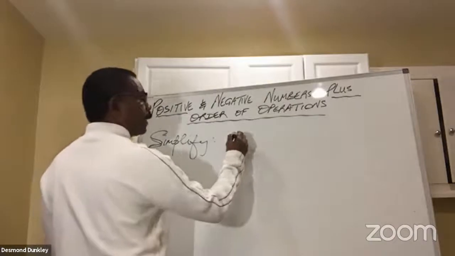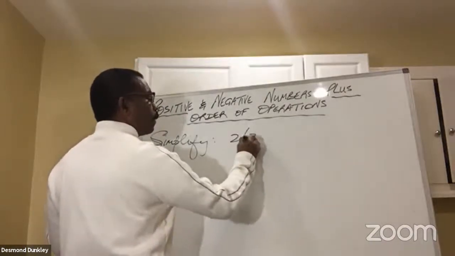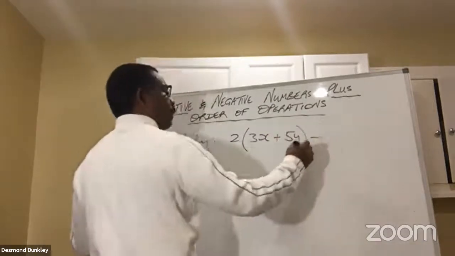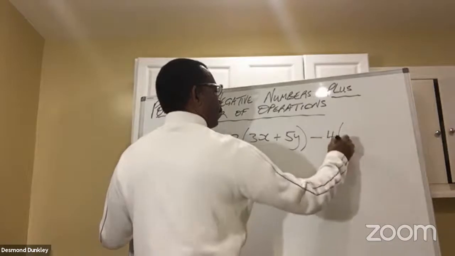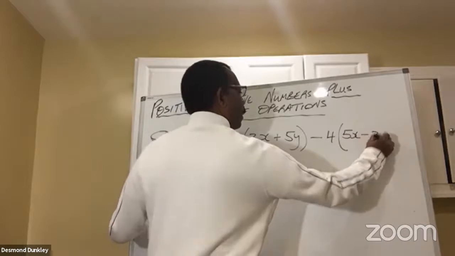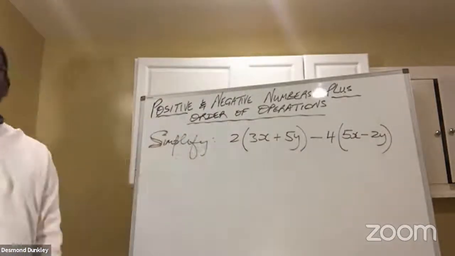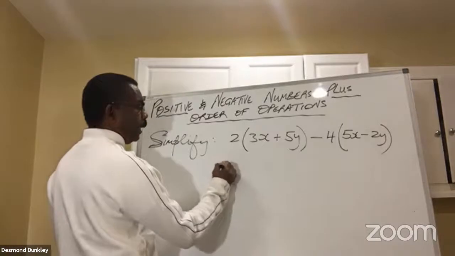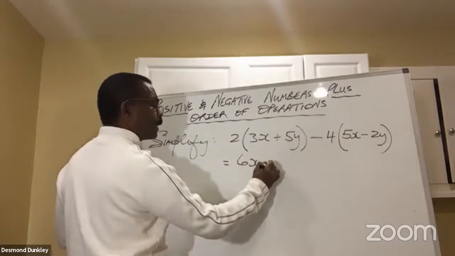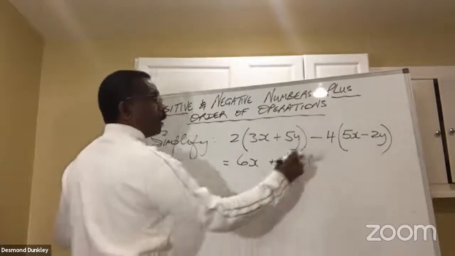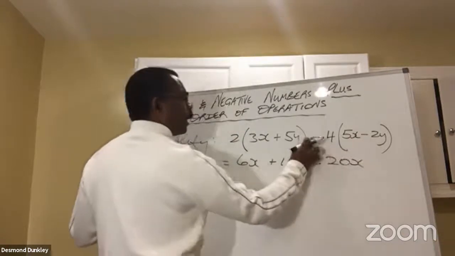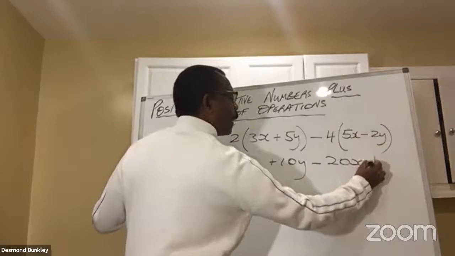Just to give you a sneak preview of what is to come. If you were to see something like this, 2 times 3x plus 5y, minus 4 times 5x minus 2y, and they ask you to simplify that, then you'd say it's equal to 2 times 3x is 6x. 2 times 5y, it's 10y. Now, negative 4 times 5x is negative 20x. Negative 4 times positive 2y is positive 8y.